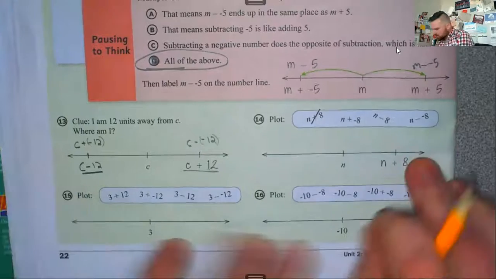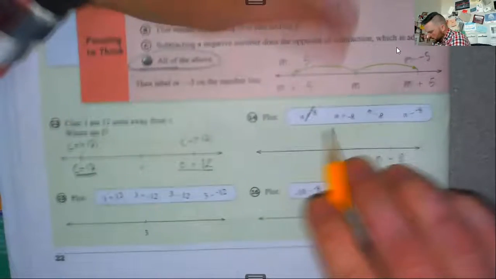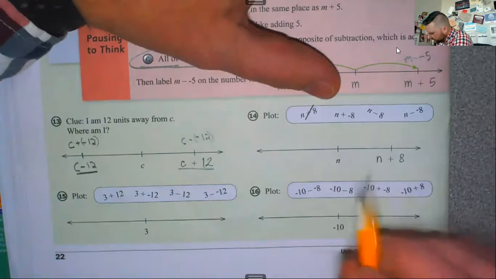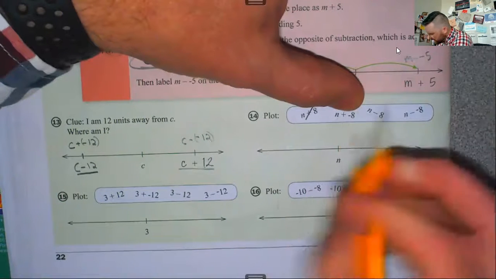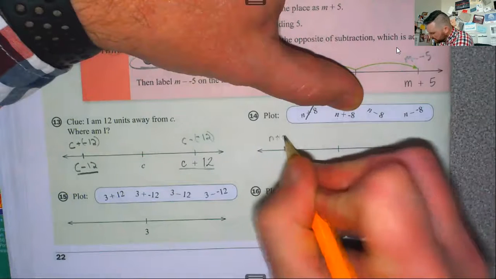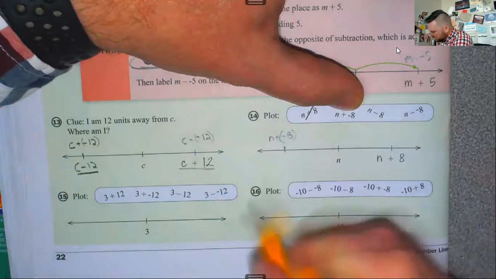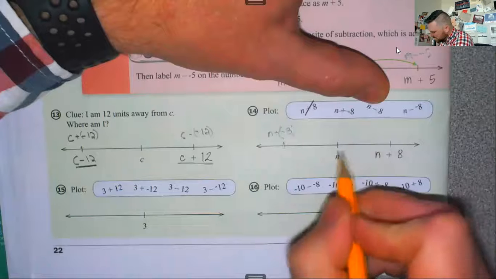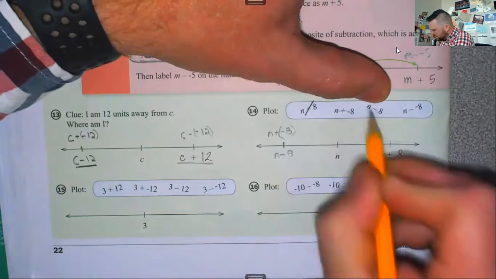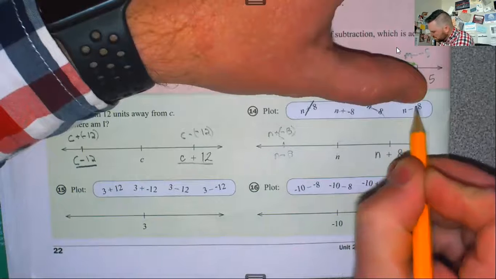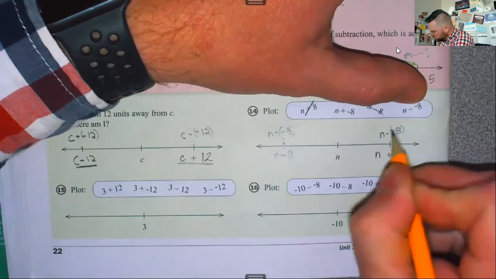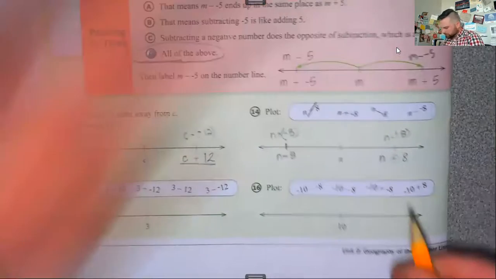Okay, so here they just tell us to plot these numbers. They have n plus 8, n plus negative 8. That would be over here, n plus negative 8. N minus 8, so that's n going left 8. And then n minus negative 8. That's right here, n minus negative 8, because the 2 negatives make your positive there.